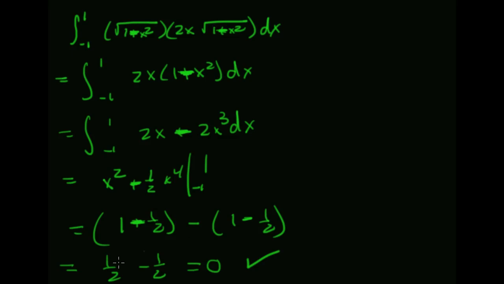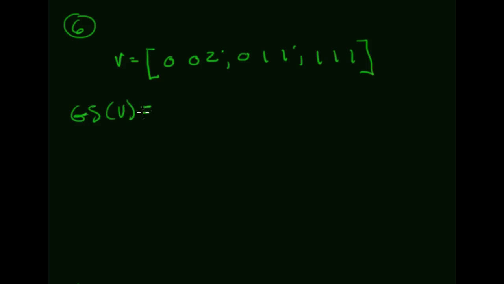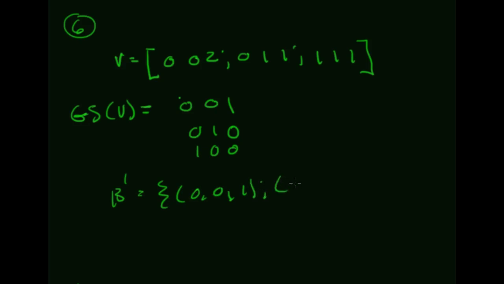Let's move on to number 6. 6 is literally a MATLAB problem. You're going to make the vector v by putting in 0, 0, 2, 0, 1, 1, 1, 1, 1. You're going to Gram-Schmidt vector v, and that's going to return 0, 0, 1, 0, 1, 0, 1, 0, 0, which is literally the standard basis. So Gram-Schmidt in this case returns the standard basis. All right, so that's end of problem 6. Let's look at problem 7.